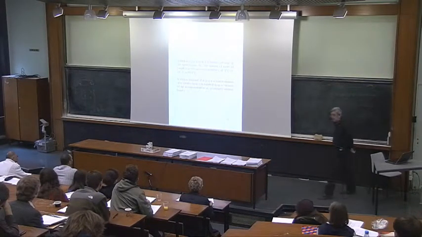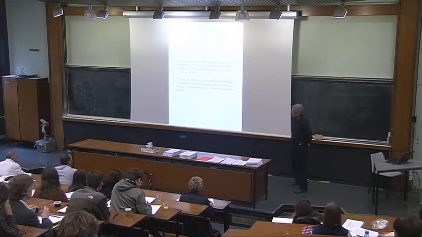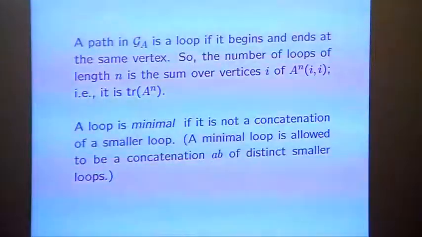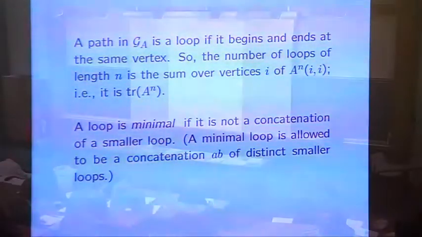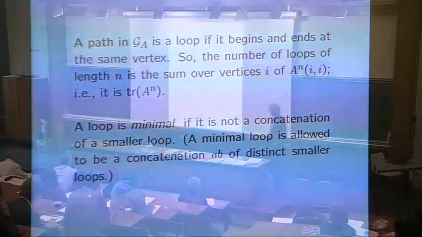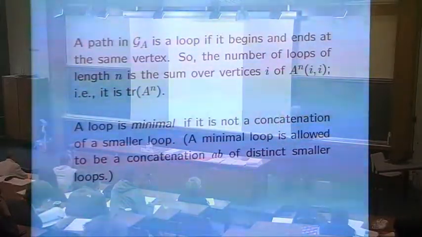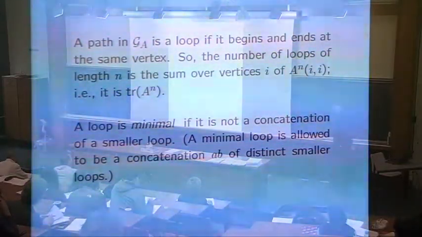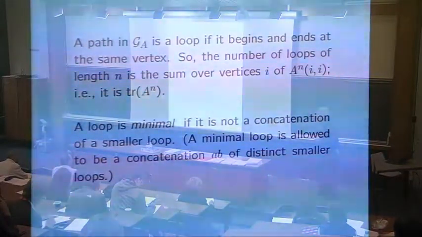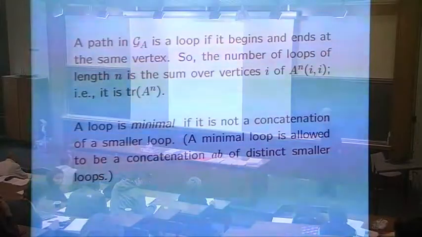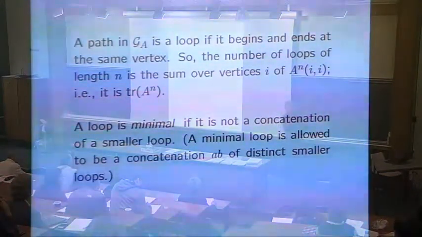Okay. And a path in this graph is a loop if it begins and ends at the same vertex. And the number of loops of length n is the sum over the vertices i of the ii entry of A to the n. In other words, it's just the trace of the nth power. Finally, a loop is minimal if it's not a concatenation of a smaller loop. A minimal loop is allowed to be a concatenation of distinct smaller loops.